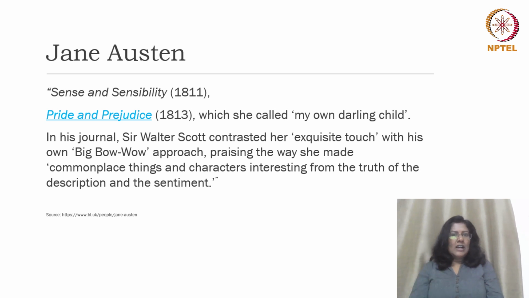In his journal, Sir Walter Scott contrasted her exquisite touch with his own big bow wow approach, praising the way she made commonplace things and characters interesting from the truth of the description and the sentiment. So there are two points here with relation to Scott's comment on the kind of writing Austen produced. He describes his own way of writing, which he calls the big bow wow approach.